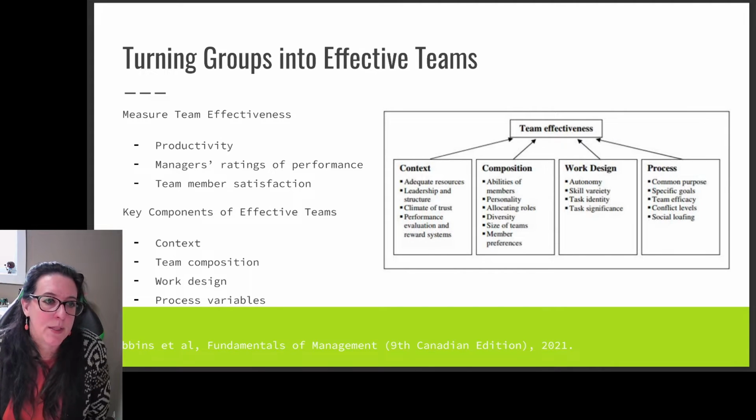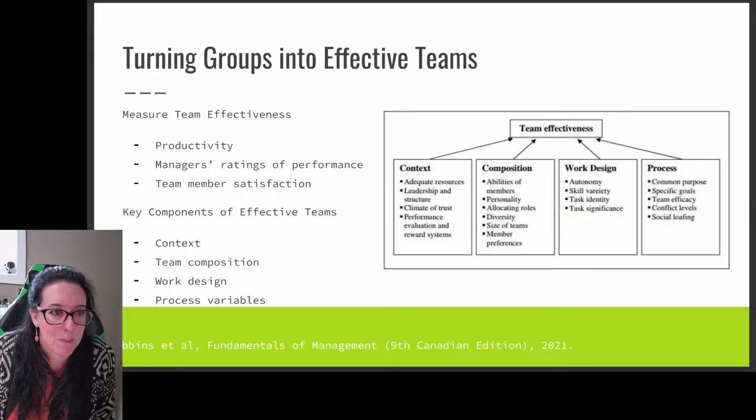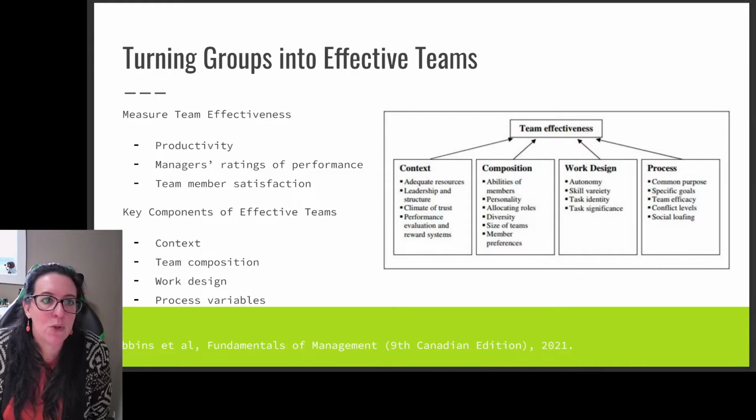So we started this discussion on teams by looking at leading teams. So let's look at how you turn a group into an effective team. So the role of the leader here. So first we need to look at how do we measure team effectiveness? How do we know if we're getting what we need out of the team?